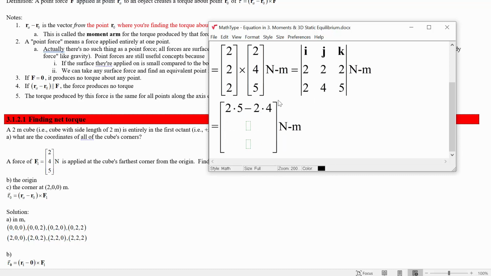And for j, 2 times 2 minus 2 times 5. For the wall trick, the middle one is a lot easier. You go this times this times this minus this times this times this. For determinants, you need to remember that it's negative determinant, the determinant of what you get when you cross out the first row and second column.